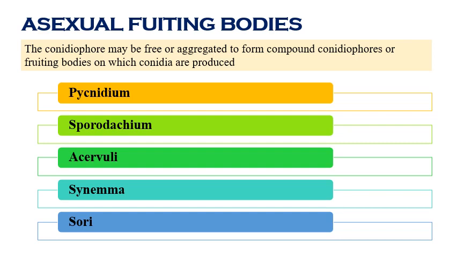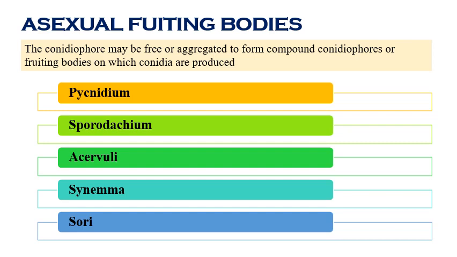If it is an asexual fruiting body, asexual spores are produced. If it is a sexual fruiting body, sexual spores are produced. So generally, the fruiting body is a kind of structure, or a part of the life cycle of the fungus, where the spores are produced from. Just now I told you, if it is an asexual fruiting body, asexual spores will be produced, and if it is a sexual fruiting body, sexual spores are produced.